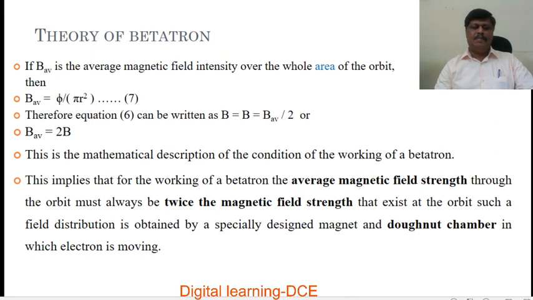This is the mathematical description of the condition for the working of a Betatron. This implies that for the working of a Betatron, the average magnetic field strength through the orbit must always be twice the magnetic field strength that exists at the orbit. Such a field distribution is obtained by a specially designed magnet and donut chamber in which the electron is moving.